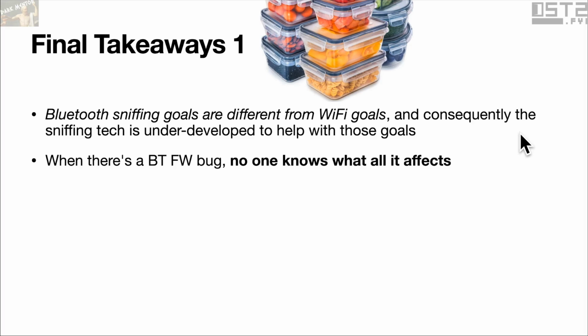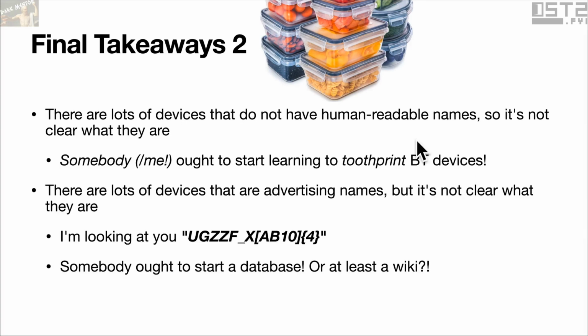It's awesome that we have all of this data available to us, but it's missing a whole bunch of data that we need to really drill down and confirm things about which vendor is this, or see things about manufacturer-specific data. And again, when there's a Bluetooth firmware bug, no one knows what all it affects. There's a lot of devices out there that have no human-readable name, so we don't know what they are, but that's the continuing effort of my upcoming research.